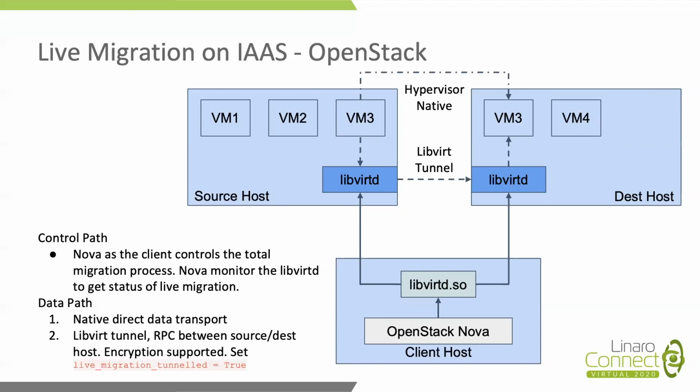And in the data path, it has been separated into two methods. One is the hypervisor native direct data transport. If we want to enable this, we need to set the migrate flag to peer-to-peer. If we want encryption, it all depends on whether the hypervisor supports encryption. The other is the Libvirt tunnel. Libvirt will establish an RPC between the source and destination host, and it can support encryption due to Libvirt features. If we want to enable this, we need to set live migration tunnelled to true in Nova.